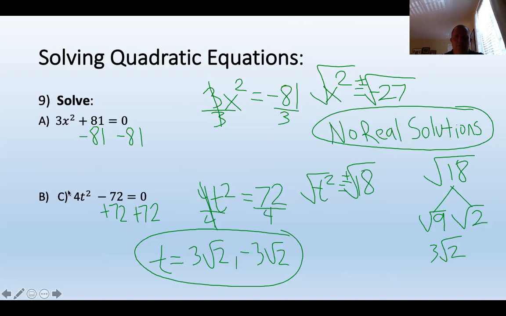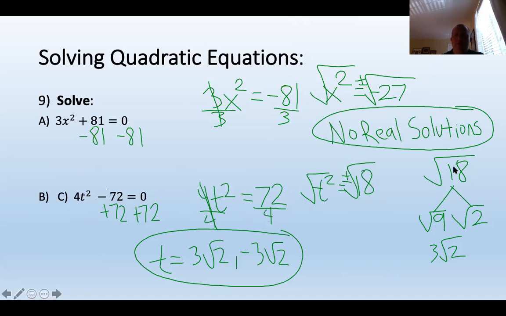The second problem, 4t squared minus 72 equals 0, we'll do the same thing for our first step. We'll move the negative 72 over by adding 72 to each side. That leaves us with 4t squared equals 72. And then we'll divide by 4 on each side to get the t squared by itself. You'd have t squared equals 18. And again, to cancel our square out, we want to square root each side, which leaves us with t equals plus or minus square root of 18.